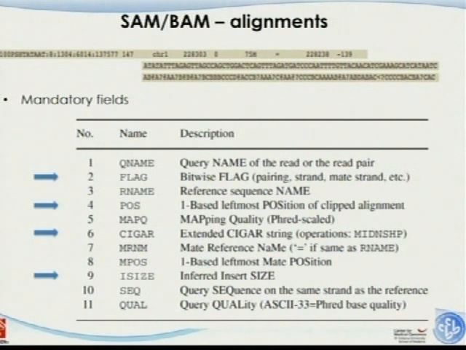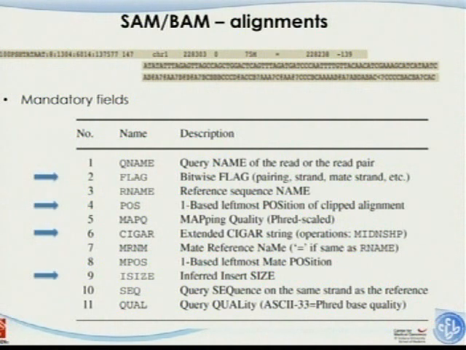So I'm not going to apologize for how difficult this looks, all right? This is one row in the sequence alignment. There are multiple things in this. There are mandatory fields, all of them are. The first one is the query name, which is which sequence is in the original sequence file.